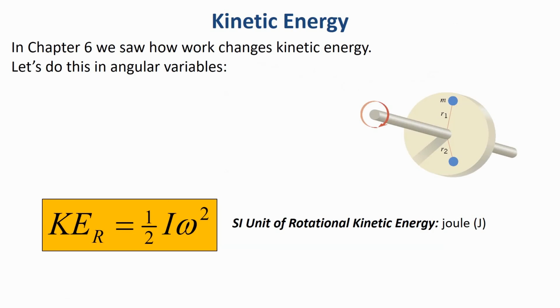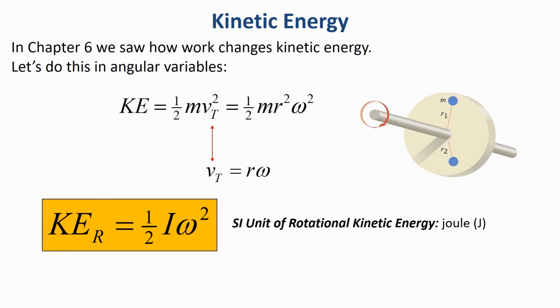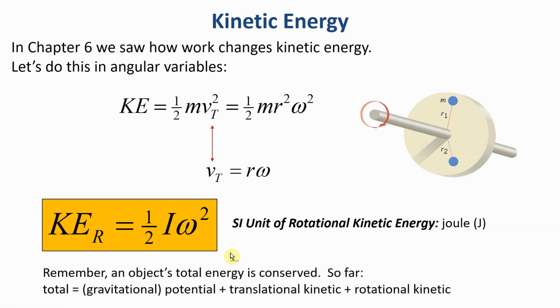We've seen how work changes kinetic energy. Let's do this in angular variables. Okay, so we can calculate kinetic energy, do the transformations, and I get kinetic energy is 1/2 I omega squared. Now if I just take my old kinetic energy, I turn my m into I, my v into omega, the equation just works, still has units of joules, don't have to think about it anymore.